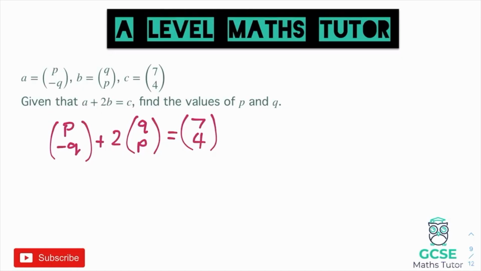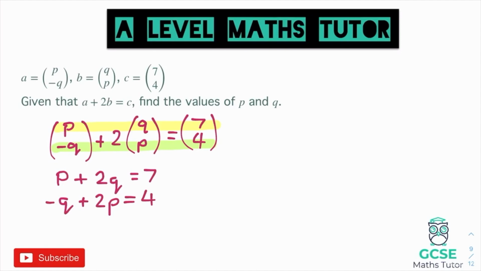Now we need to do 2 lots of q and p. So we've got p on the top, and let's just add together that top line there, but also timesing that right vector, the 2 lots of q over p, by 2 at the same time. So we have p plus 2q, as we're going to multiply that one by 2, and that's going to equal the top number over there, which is 7. Now if we have a look at the bottom line, we've got negative q plus 2 lots of p, which is going to equal 4.